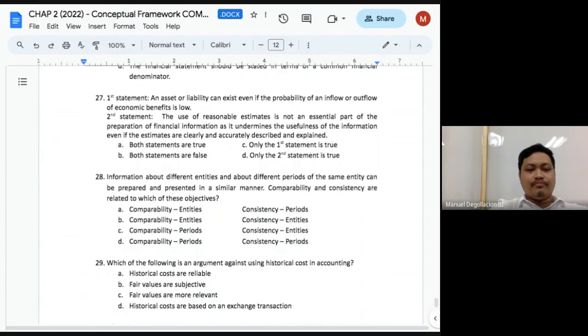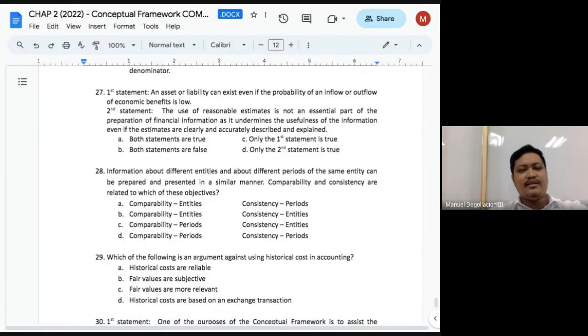Number 28, information about different entities and about different periods of the same entity can be prepared and presented in a similar manner. Comparability and consistency are related to which of these objectives? The answer for number 28 would be alpha. Comparability among entities, consistency across periods. And that makes sense. You compare it with other entities, and you can say it is consistent by comparing it with the same entity but across different periods.